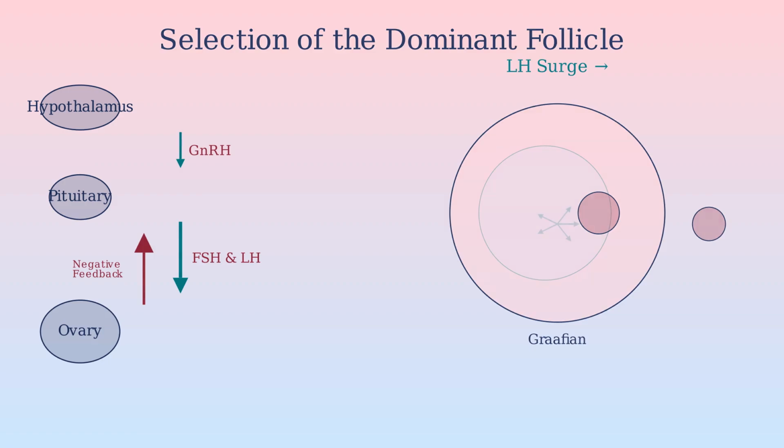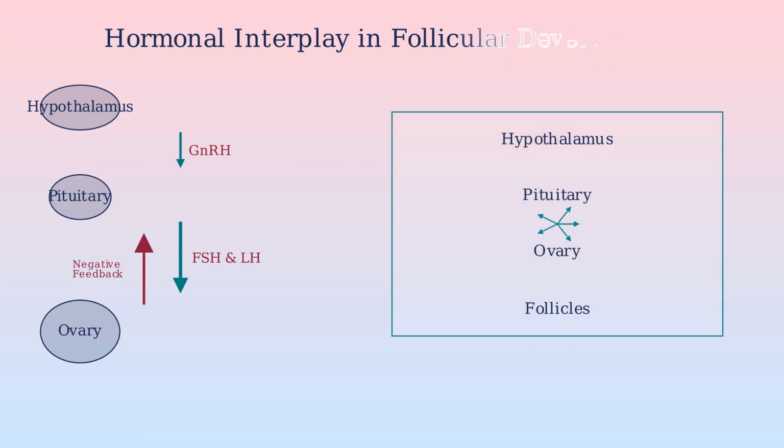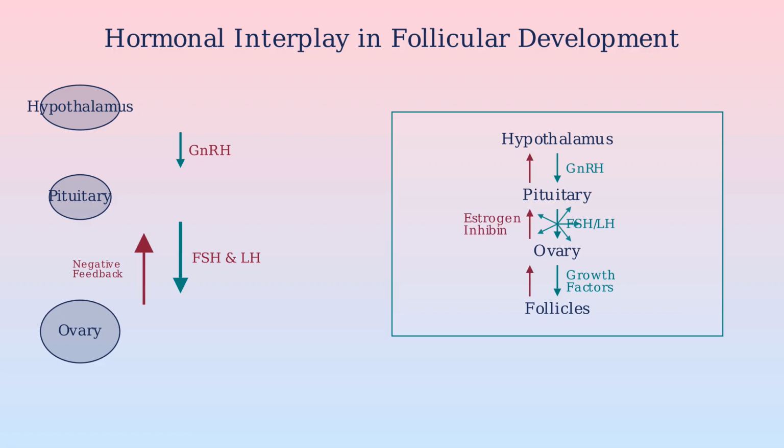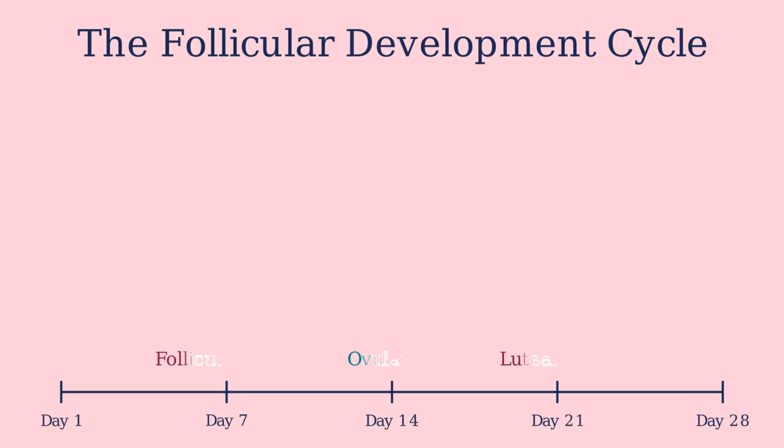In summary, follicular development is regulated by a complex interplay of hormones from the hypothalamic pituitary ovarian axis and local ovarian factors. This precise hormonal coordination ensures that typically only one dominant follicle reaches full maturity and ovulates during each menstrual cycle. The follicular development cycle follows a precise timeline throughout the menstrual cycle.